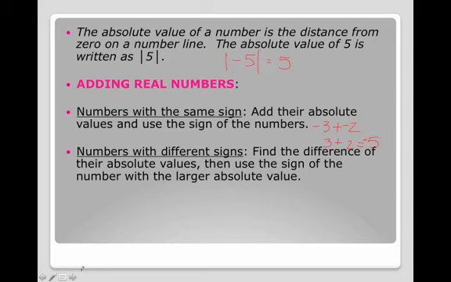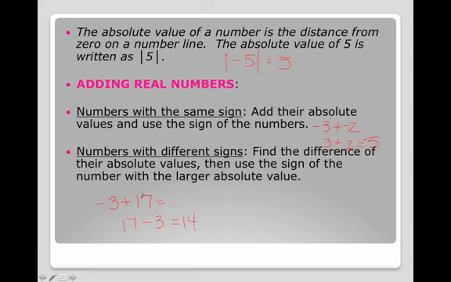Then we've got numbers with different signs. We find the difference of their absolute values, then use the sign of the number with the larger absolute value. So I've got something like -3 plus 17. I've got two different signs here, so I take the absolute value of both of those and subtract. 17 is my bigger number, so 17 minus the absolute value of -3, which is 3, gives me 14.